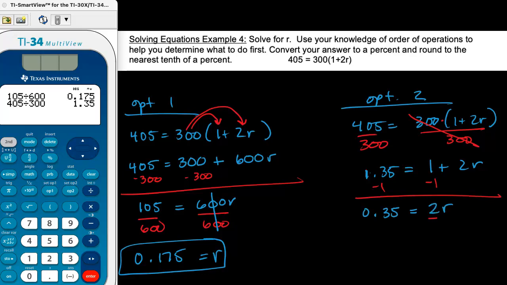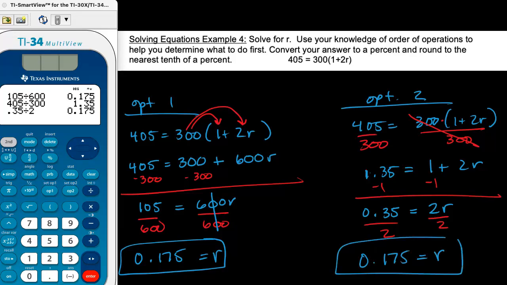And then last step, I divide both sides by 2. So you could take 0.35 divided by 2, and I get the same answer that I got before, so 0.175. Okay, so 2 options, both are great. You just pick whichever one resonates with you.